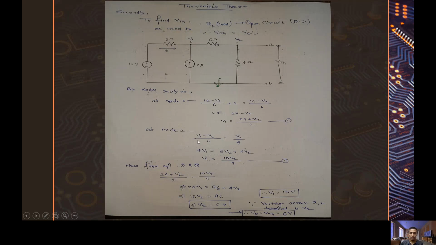At node 2, here (V1 minus V2) by 6 equals V2 by 4, which also gives V1 as 10 V2 by 4. From equations 1 and 2, we get 24 plus V2 by 2 equals 10 V2 by 4, from where we get V2 as 6 volts and we get V1 as 15 volts. But V2 is the voltage across terminals A and B, which is our Thevenin voltage. So our Thevenin voltage is 6 volts.